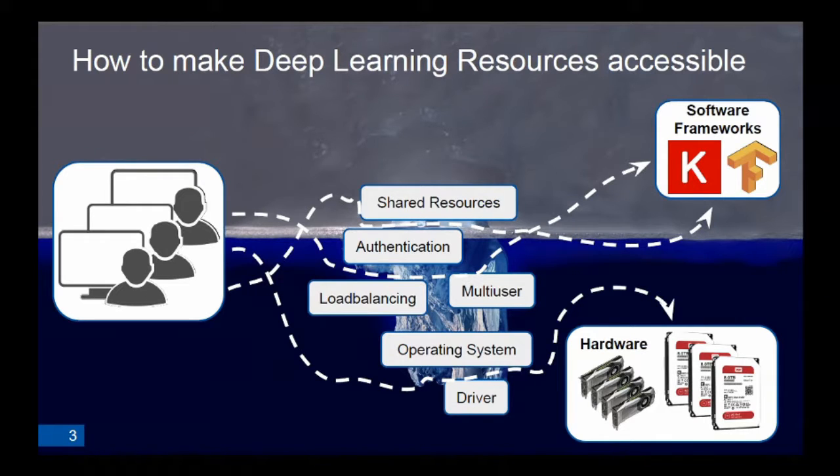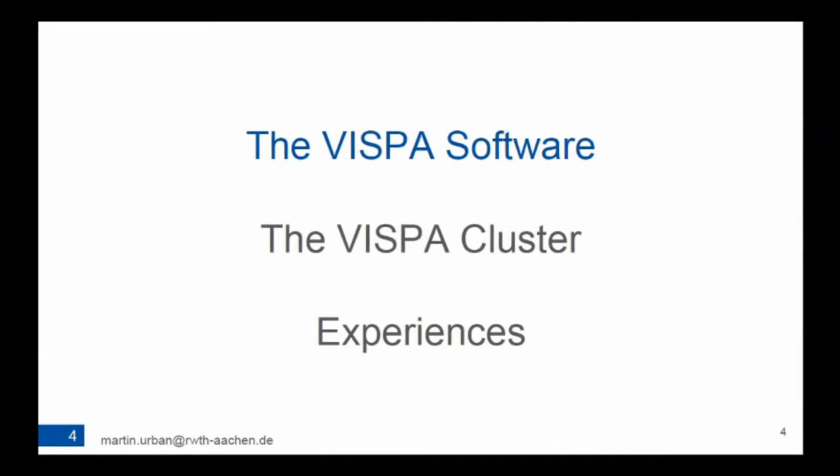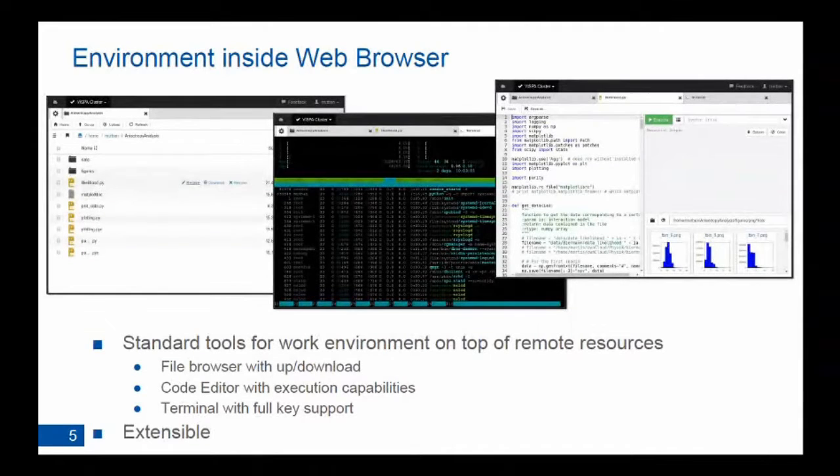In the middle, you have some things you could call obstacles, or some things you have to combine to get good access to the resources, and I'll just give you some keywords. The users have to share the resources on a multi-user system. How can the users authenticate on the system, load balancing, operating system, and drivers? Okay, this brings me to the outline of the talk. We talk about three things: the VISPA software, then we have a local cluster in Aachen, and our experiment is with the combination of both of them. Let me start with the VISPA software.